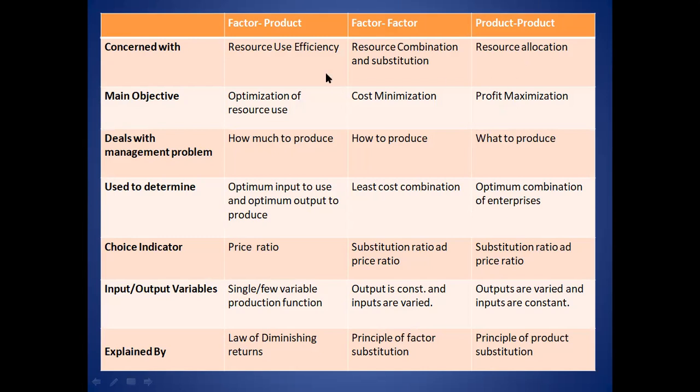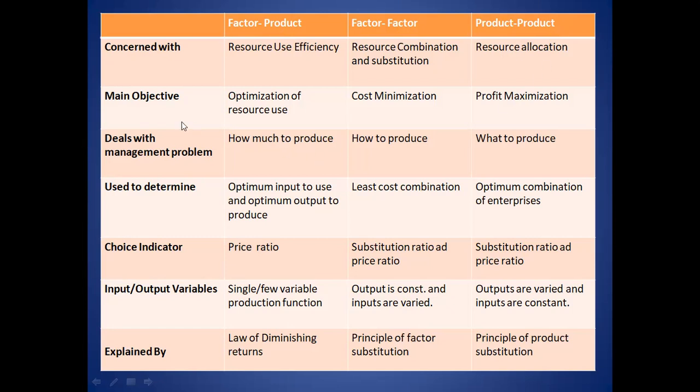So for factor-product, how we will use the resource efficiently. For factor-factor, in which ratio we have to combine the resources. And for product-product, how we will allocate the resource so that we can make a ratio of 2 products. From that concept the names come: factor-product, factor-factor and product-product.